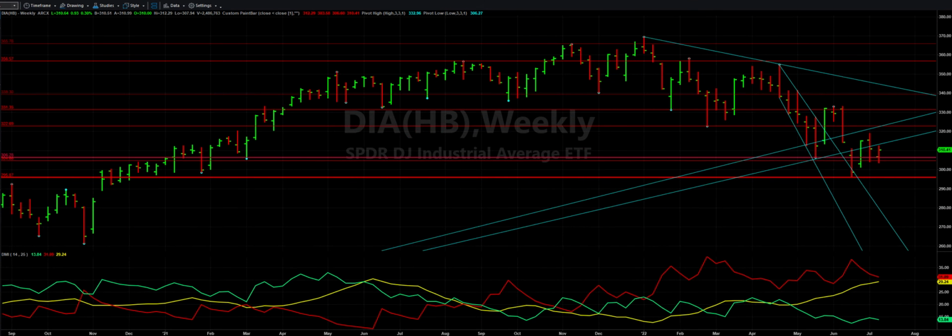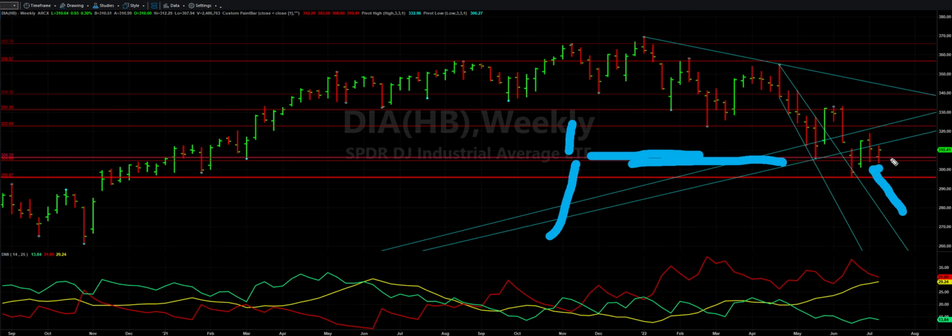Look at our structural chart, right? We saw the horizontal support levels. It held, right? At 306, the top line's at 306.28. The bottom one is 304. Okay, we held that. We bounced off of it this week and we rallied up.